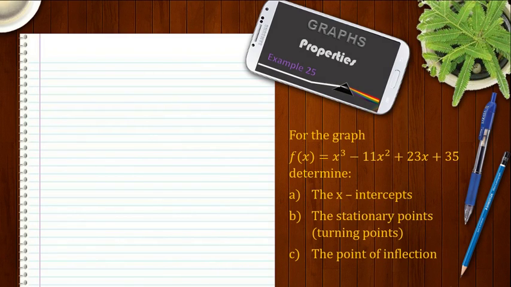Now let's look at how we apply the previous to an actual graph. The question says that for the graph of f(x), determine the x-intercepts, the stationary points, and the point of inflection. So to start off with a, we need to find the x-intercepts, so we need to say f(x) equals 0. I'm going to substitute in my graph there. So I've got x to the power 3 minus 11x squared plus 23x plus 35 equals 0.